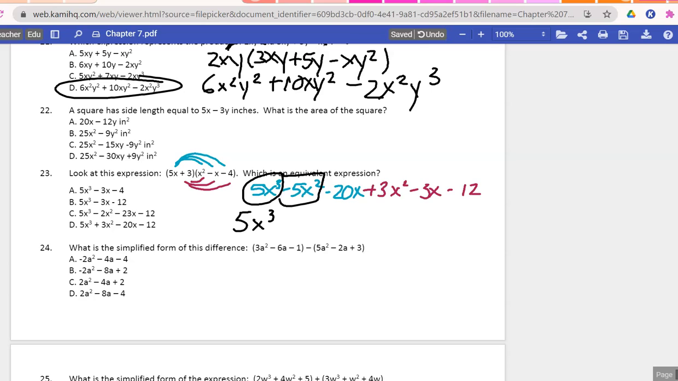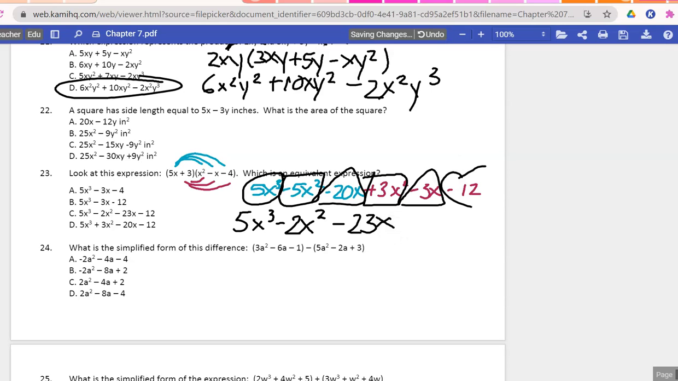We have negative 5x squared. We have positive 3x squared. Negative 5 plus 3 gives you negative 2, so this becomes negative 2x squared. We have negative 20x, negative 3x. When you combine those, you get negative 23x. And then last but not least, on the end, you have that minus 12. So that looks an awful lot like answer choice C.